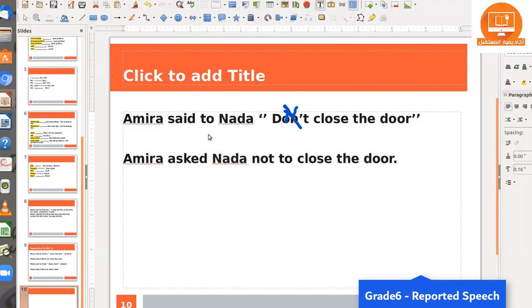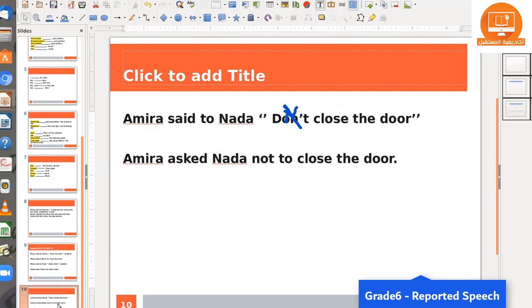So Amira said to Mona, don't close the door. Amira will remove don't and I will add not to. Any problem? Salma? No. Okay, we are here for you. Salma, it's okay, Salma? Yeah.